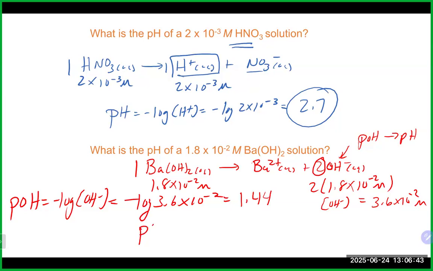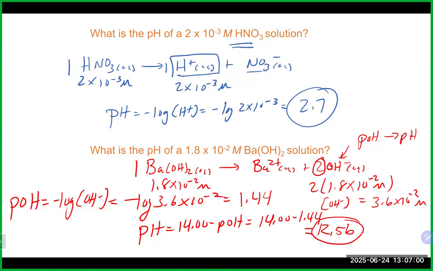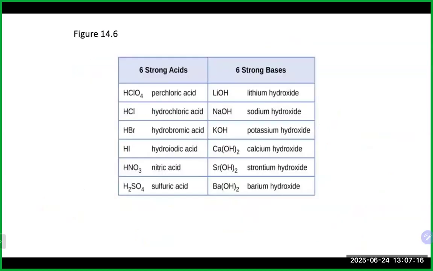We do need to get to our pH by taking 14 minus our pOH, and that'll give us 14 minus 1.44, looking like a 12.56, it looks like. And a 12.56 is definitely basic, which again does make sense in this case. Any questions on those two there? So again, if you're given something that's strong, either acid or base, pretty much just need to get the H plus or OH minus to get yourself to the pH of the solution.